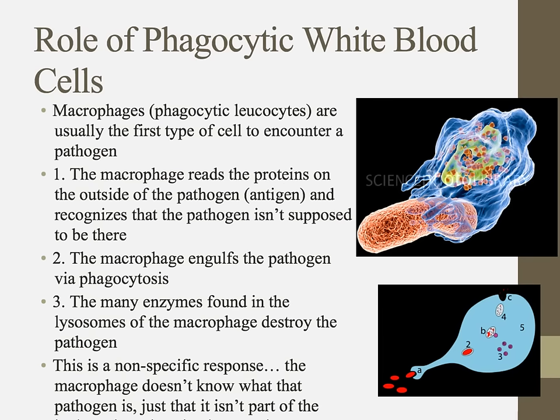Okay, so let's talk a little bit more about these macrophages or phagocytic leukocytes. Again, the first thing that's going to happen is it's going to read the proteins on the outside of the pathogen. Remember, pathogens like this one have cell membranes. Within their membranes, they have membrane proteins, and one of the functions of a membrane protein is cell recognition. It's got these little proteins on the outside that are kind of like name tags. So this macrophage is going to read those proteins, and it's going to recognize that the pathogen isn't supposed to be there. It wasn't invited to our party.